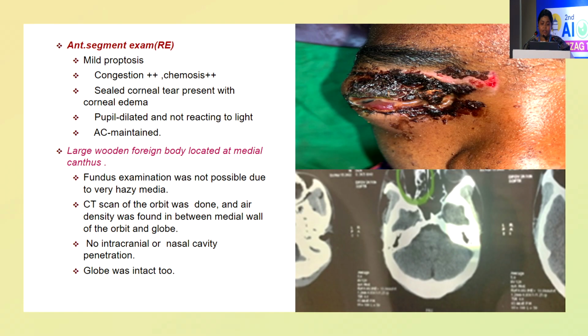On anterior segment examination of the right eye, there is a mild proptosis along with congestion and chemosis. There is a sealed corneal tear present with corneal edema. The pupil was dilated and not reacting to light. The AC was maintained, and a large wooden foreign body was located at the medial canthus, as we can see in this picture. Fundus examination was not possible because of the hazy media. The CT scan of the orbit was done, and air density was found in between the medial wall of the orbit and globe. There was no intracranial or nasal cavity penetration, and the globe was intact too.